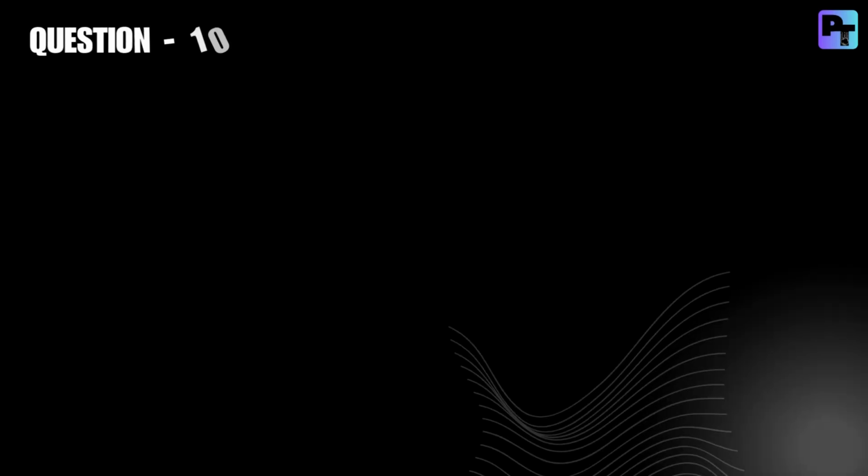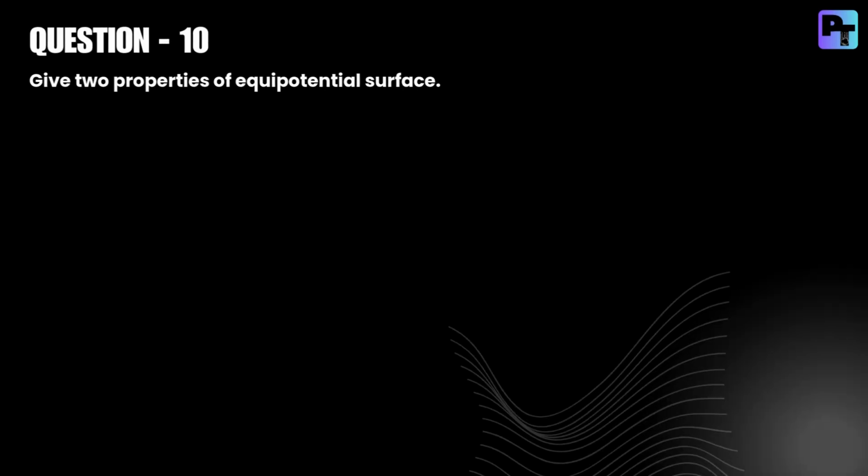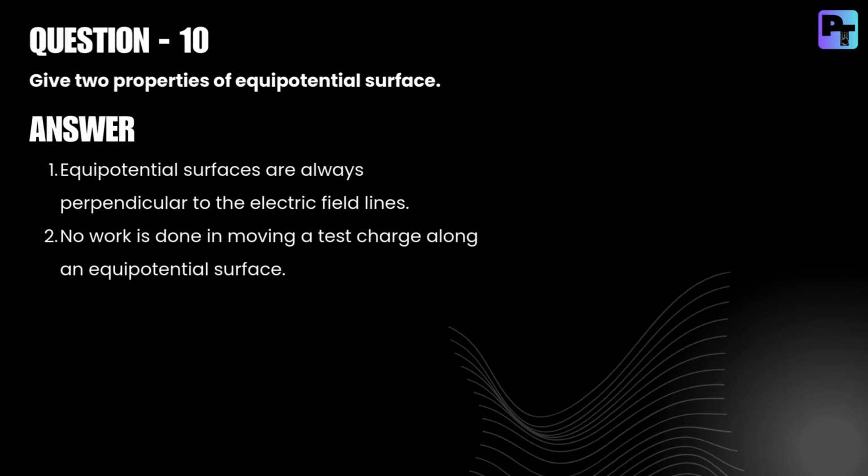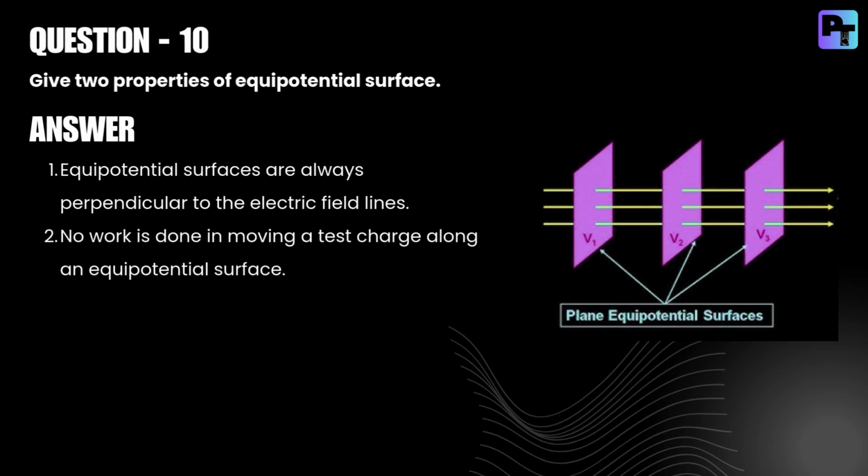Question 10. Give 2 properties of equipotential surface. Answer is 1. Equipotential surfaces are always perpendicular to the electric field lines. 2. No work is done in moving a test charge along an equipotential surface.